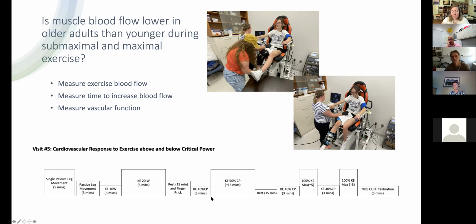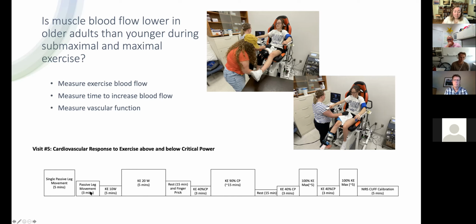And then at the end of the rest period, we will have the subject do a warm up at 40% of their critical power for 3 minutes. And then we will increase the wattage to 90% of their critical power and have them exercise for 15 minutes. During this test, we will also have a researcher be scanning the femoral artery. And this will allow us to, again, look at that time to increase blood flow.